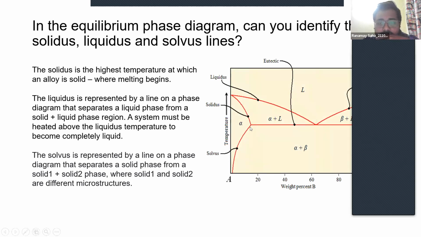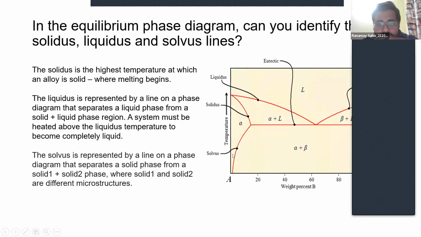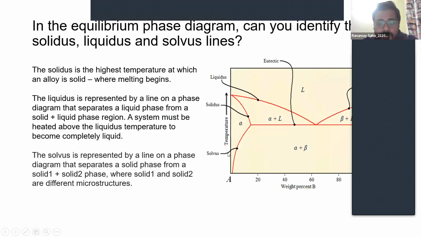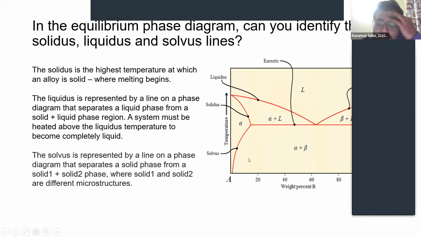So this line is called a solvus line. Why? Because here the concentration of carbon is increasing, and at a particular point, it again starts reducing. So this alpha phase of iron, which has the maximum percentage of carbon at this particular point, is probably 0.83% of carbon.